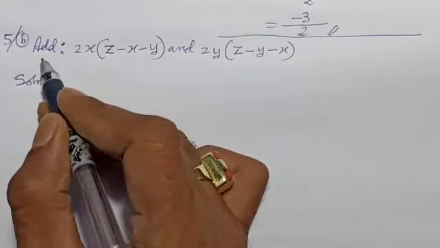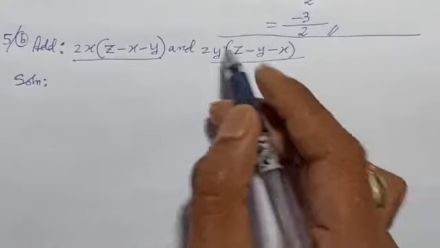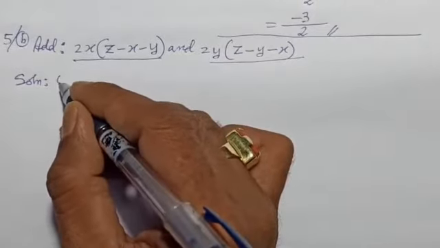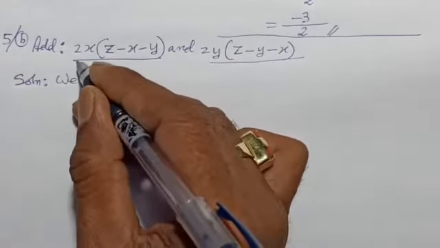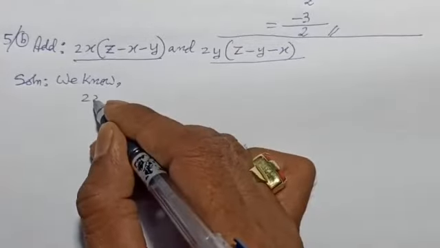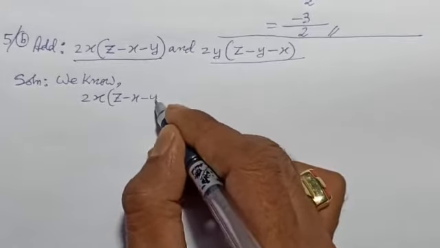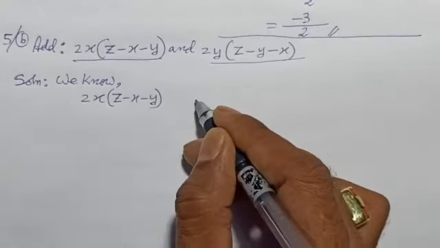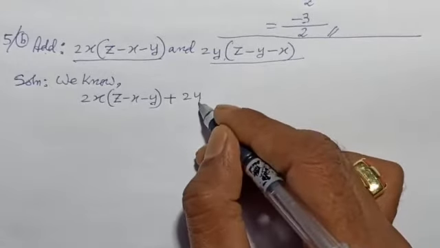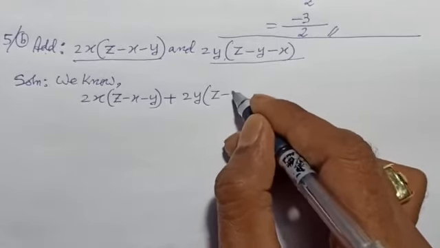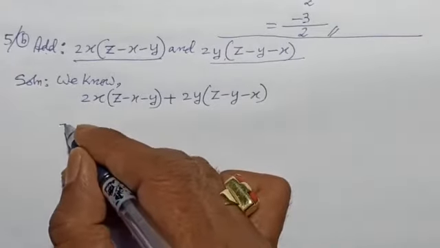This is add. So we are going to add this and this. Now let's write this. We know, now let's add together this and that. 2x(z - x - y) is the first expression. It means we have to put here a plus sign, then this 2y(z - y - x). This is the question.